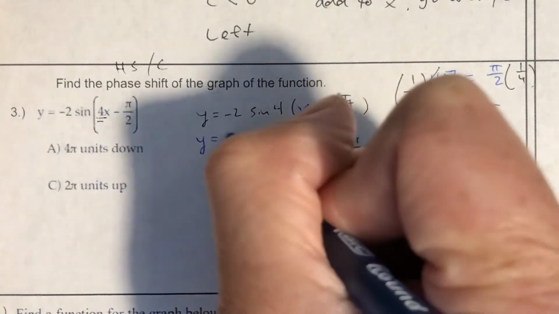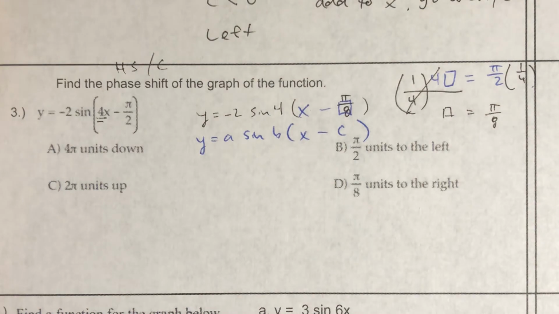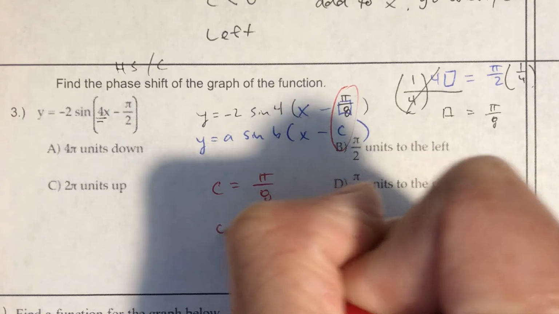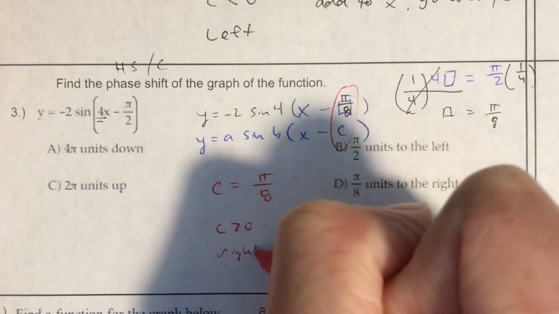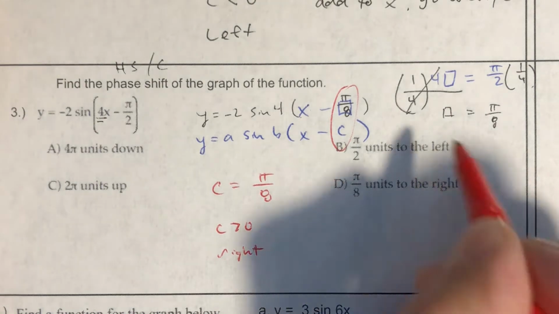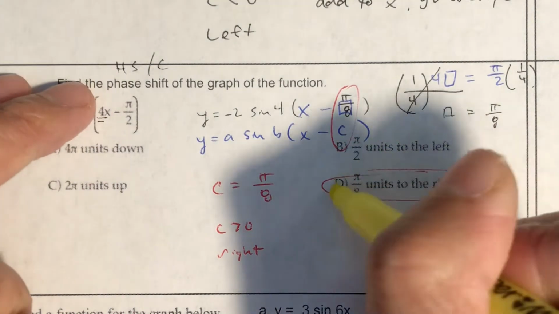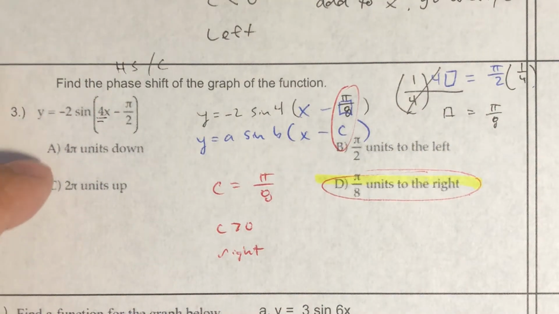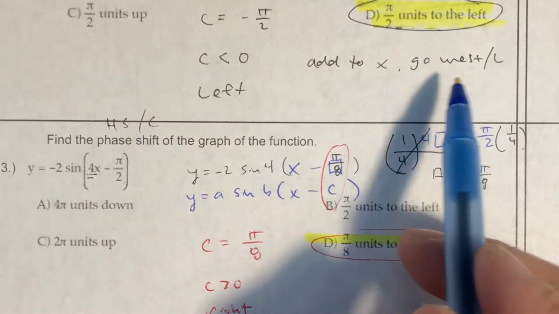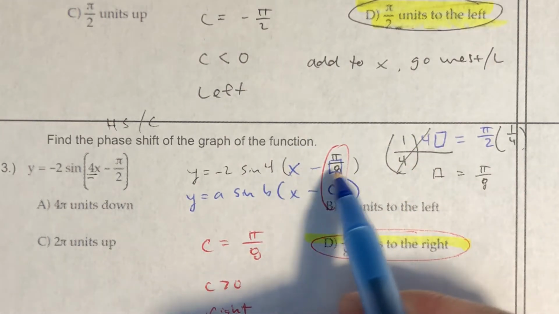And then you can just put in your letters, a sine b x minus c. And then recognize that your c value here is pi over 8. When c is greater than 0, it's going to go towards the right. So your answer is going to be D. Now in this problem, you're not adding to x, so you can't use that silly phrase. There's no plus, so you're doing the opposite of this. So you're not going left, you're going right. Right pi over 8.